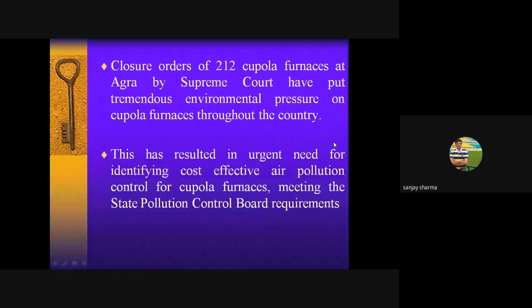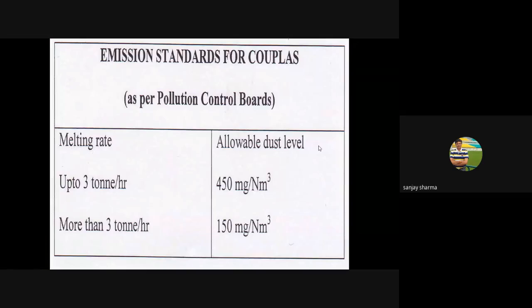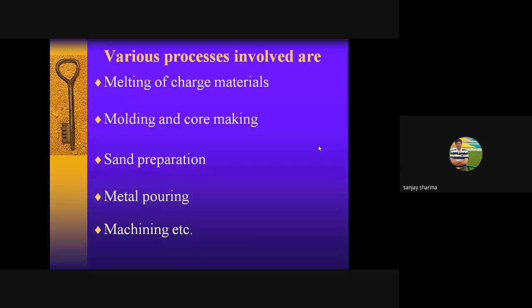This was the case of Agra and all that. The Supreme Court ordered about 200 cupolas to be closed, and then there was an immediate need to take control of this. So these were the standards given by the pollution control boards.